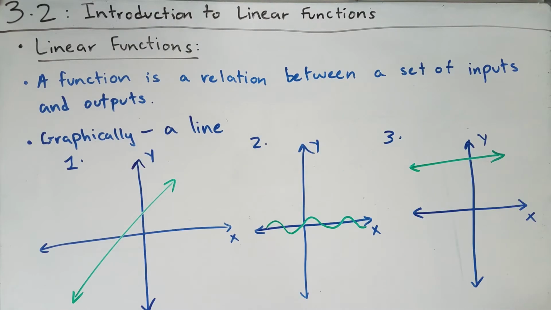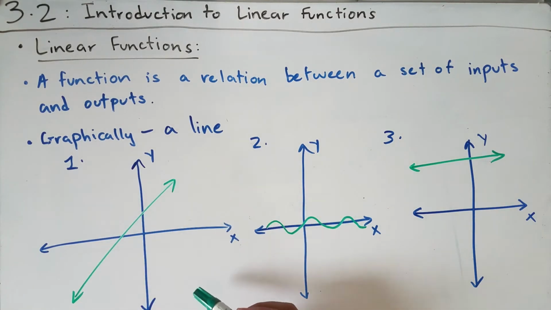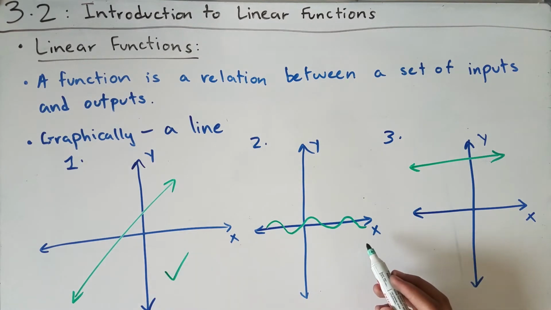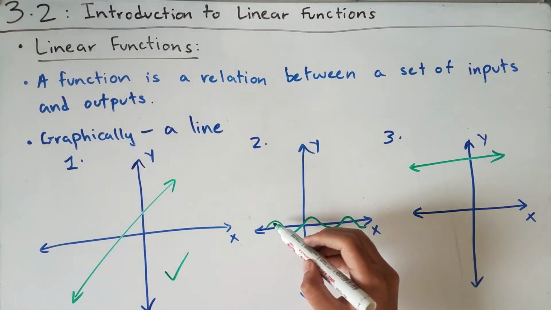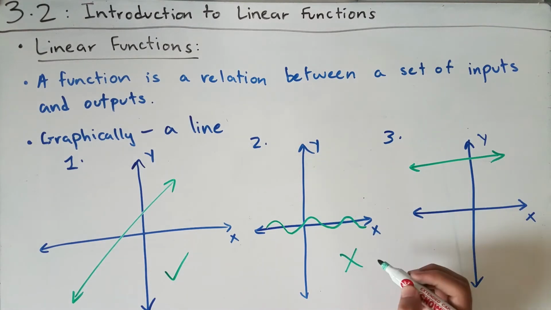So let's look at number 1. I can see that there's a straight line that passes diagonally through these 2 points on the coordinate plane. Since it's a line, we can say that this is a linear function. Now let's look at this function. This does not look like a line. I can see that I have a lot of curvature, so it's a curve, it's not a line. So this is not a linear function.